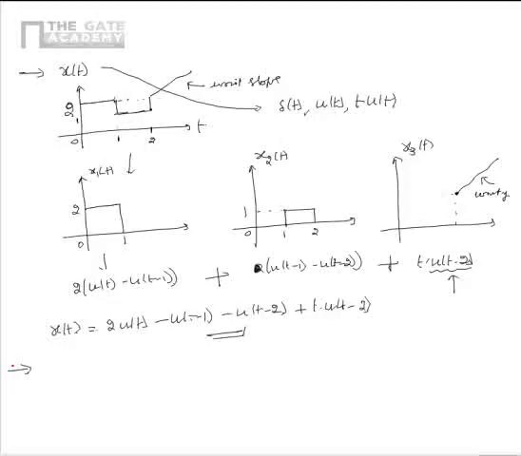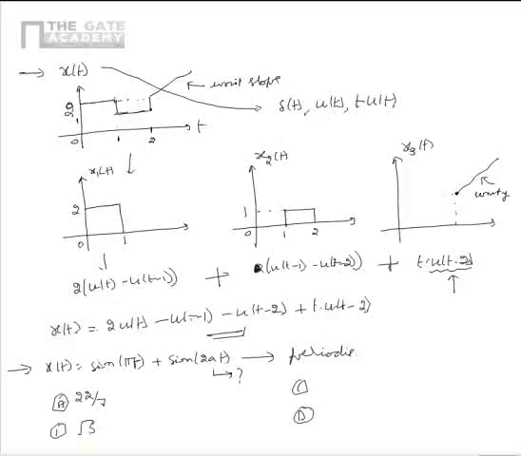Now let us consider another problem in which there is a signal x of t given as sine of pi t plus sine of 2at. It is given that the given signal x of t is periodic. We have to find the possible value of a for which x of t is periodic, and the values of a are given in the options A, B, C, and D as 22 by 7, root 3, 2, and none of these.